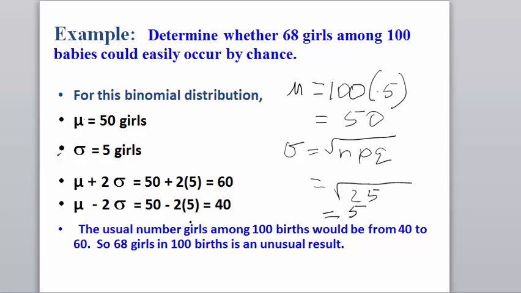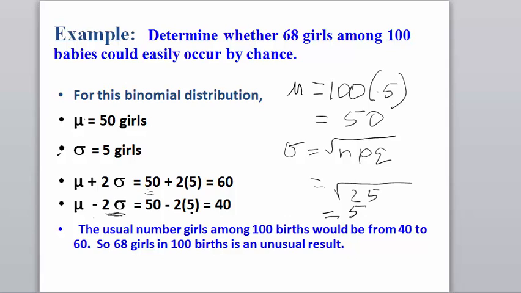So now you want to find the usual max. Well, we're going to add 2 standard deviations above, and that will be our usual max. So we'll take our mean, 50, plus 2 times our standard deviation, which is 5. 50 plus 10 gives us 60. And then for the minimum, we're going to go 2 standard deviations below. So you'll do mean minus 2 standard deviations. 50 minus 10 gets you 40.